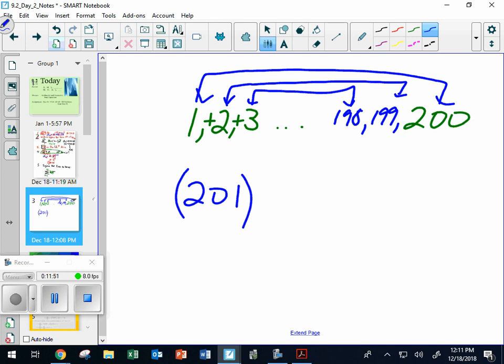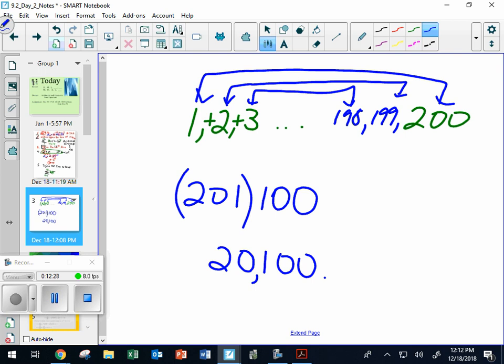Times by 100. Why? Because there's 200 numbers, and yet we don't want to do this 200 times, right? So we do it half that number of times, which would be 100. Watch how easy it is to do in your head. When you times by 100, just move over the decimal a couple spots. 20100, boom, 20,100. That's what it adds up to. That makes sense to you? We added the first plus the last, and then multiplied by half of how many numbers there were.